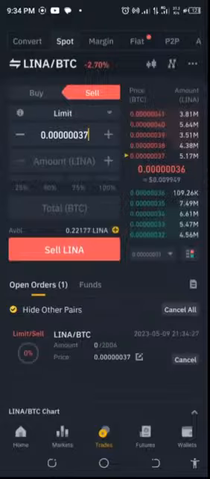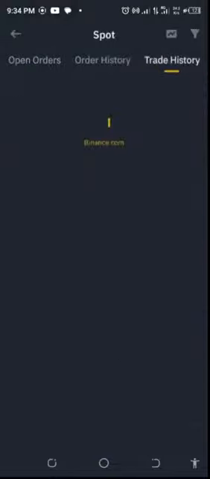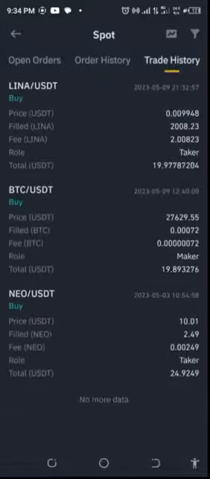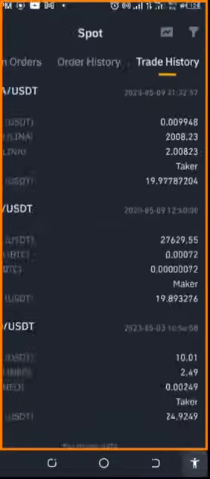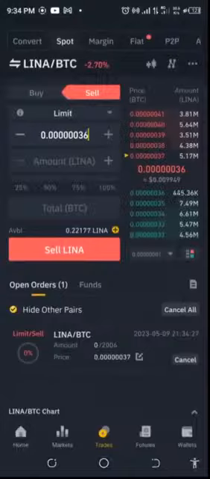Okay, so let me go and check the trade history. We bought this for how much? We bought this for 0.009948, and we spent 19.97. That means that if I go back, I should have 3 cents.